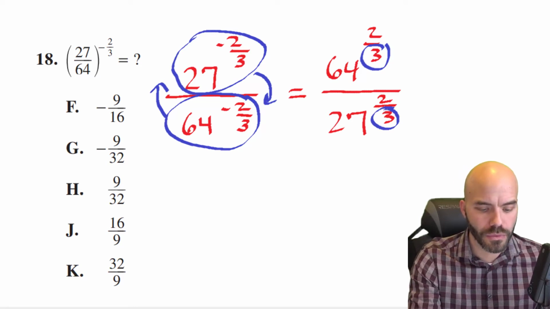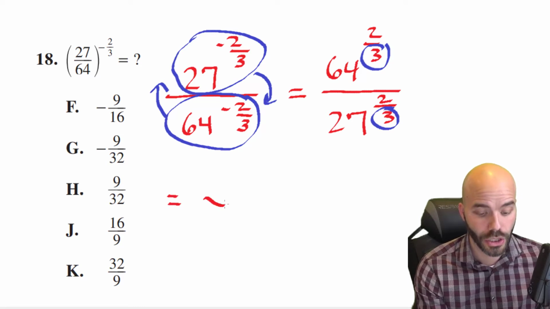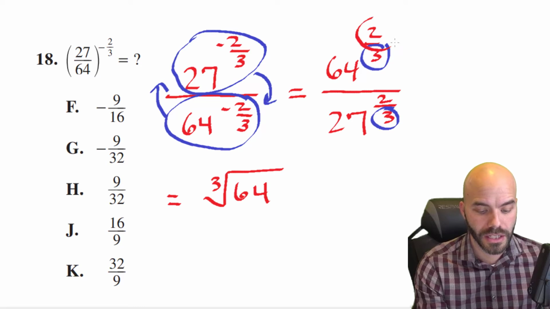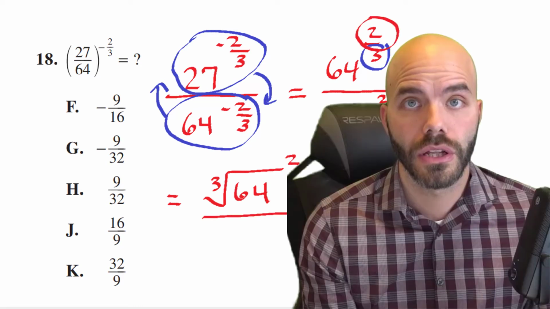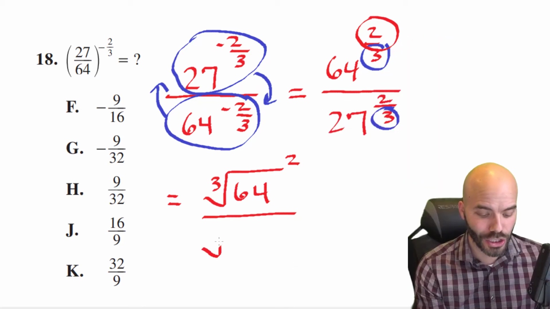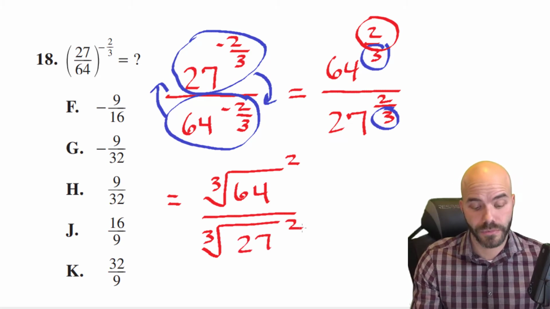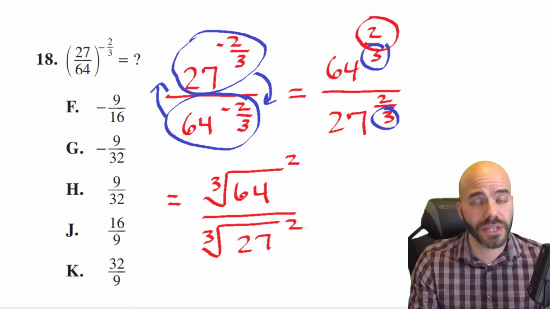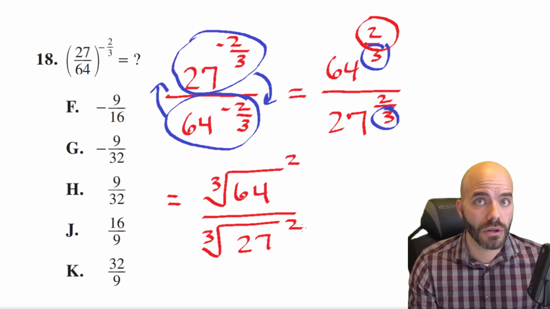And so I'm going to rewrite this as the cube root of 64 squared over, what? Exactly. The cube root of 27 squared. We know what it means to take a cube root. So think about what number you can raise to the 3rd power and get 64. And that would be 4.